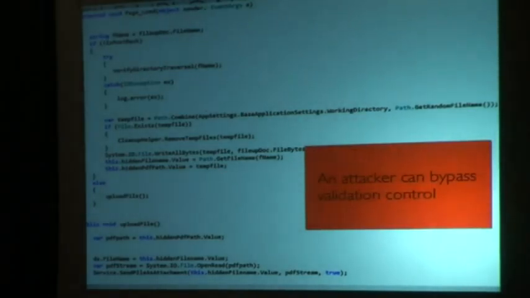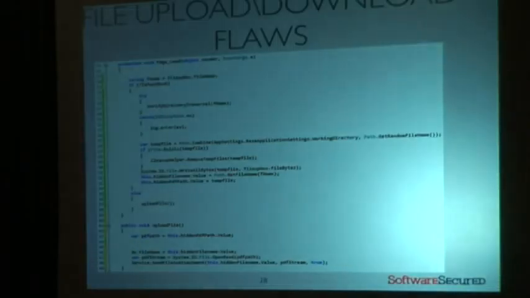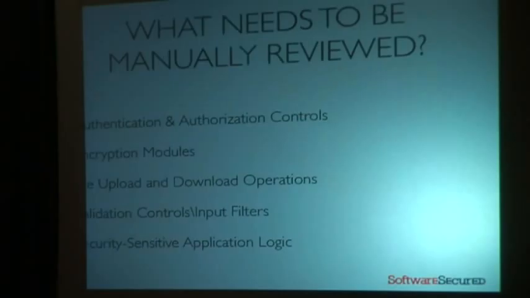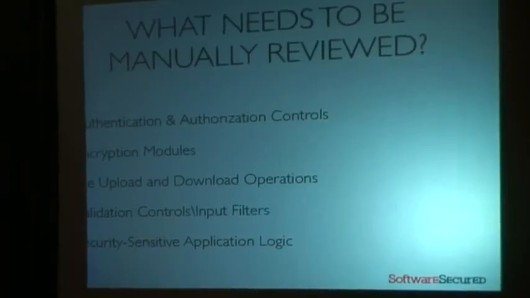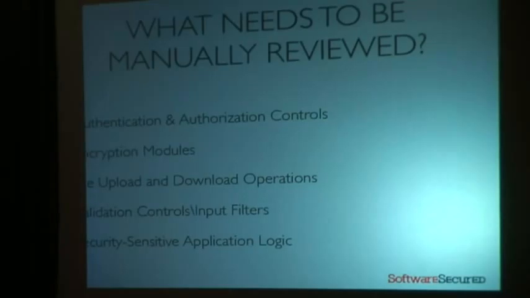So these are just examples of places or scenarios where a human is actually needed to look at the source code. Manual review is important, and these are the places you need to look at: authentication, authorization controls, encryption modules, file upload and download operations, and validation controls, whether they are performing correctly or not. We've seen a lot of examples where input validation is done mostly based on blacklisting, and there are always holes in it, so you have to look at it. Also security-sensitive application logic, whether it can be influenced to do something malicious for the attacker.